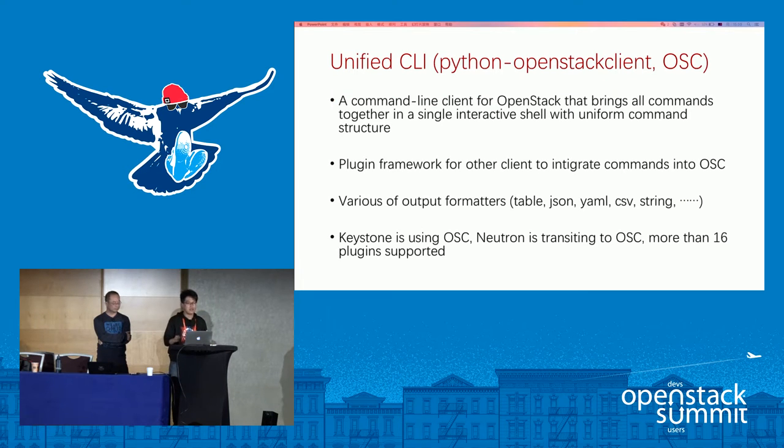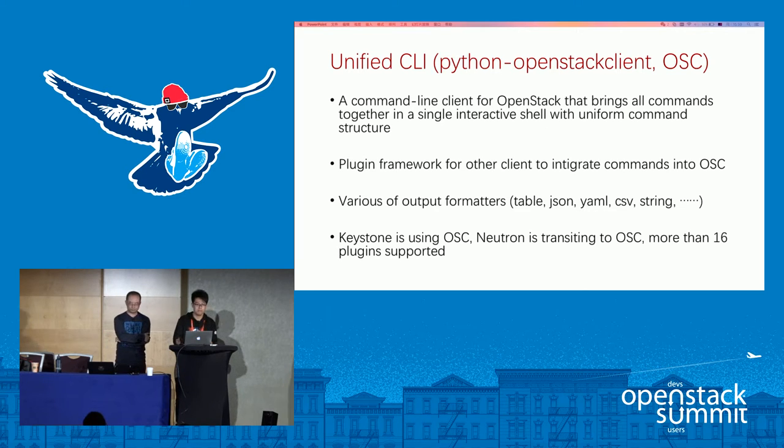So first, OpenStack client, which is also known as OSC. It is a command line client for OpenStack that brings all commands together in a single interactive shell with uniform command structure. And it also provides a plugin framework for other clients to integrate their commands into OSC. It provides a variety of output formatters, for example, the table, which is human readable, and JSON, which could be handled by a lot of libraries, and even pure strings, which is for Linux shell commands such as grep.